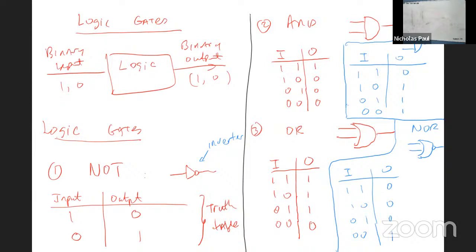Okay, so those are the 1, 2, 3, 4, 5 gates you have to learn. Now we're going to combine them.